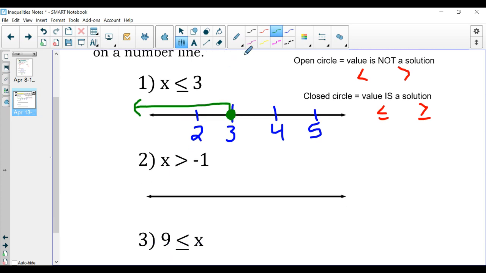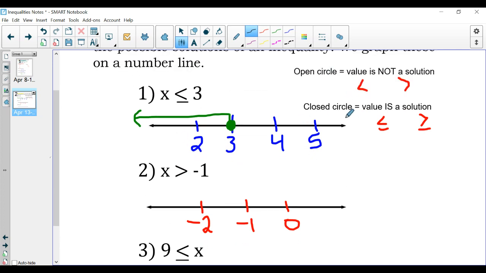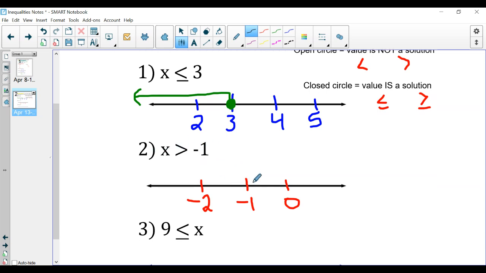Okay, so number 2, same idea, x is greater than -1. So I'm going to at least include -1 on my number line, and a couple more numbers. Look at that, that's all I need. So now when I graph it, x is greater than, am I going to have an open or a closed circle? Well, -1 is not a solution because it's not going to make this true. So I'm going to put an open circle at -1. And it's greater than, so everything bigger than -1. And again, you always put that arrow on there.